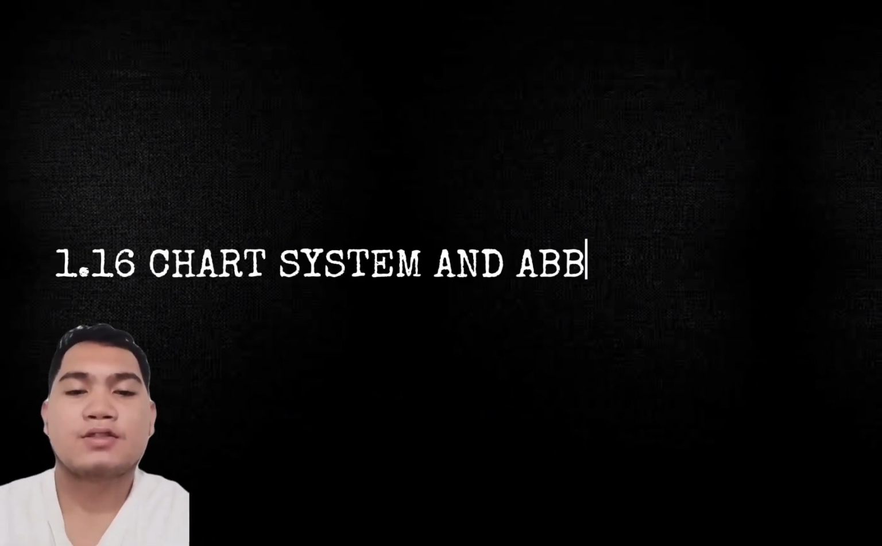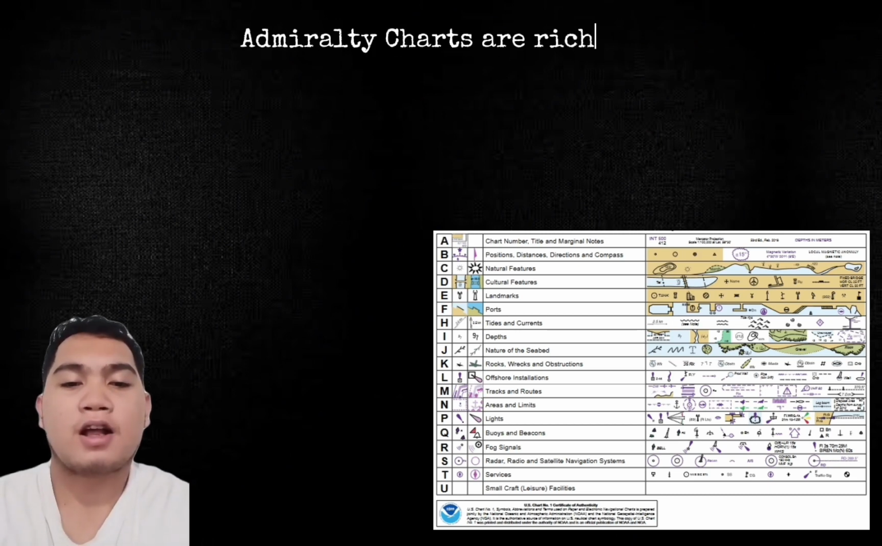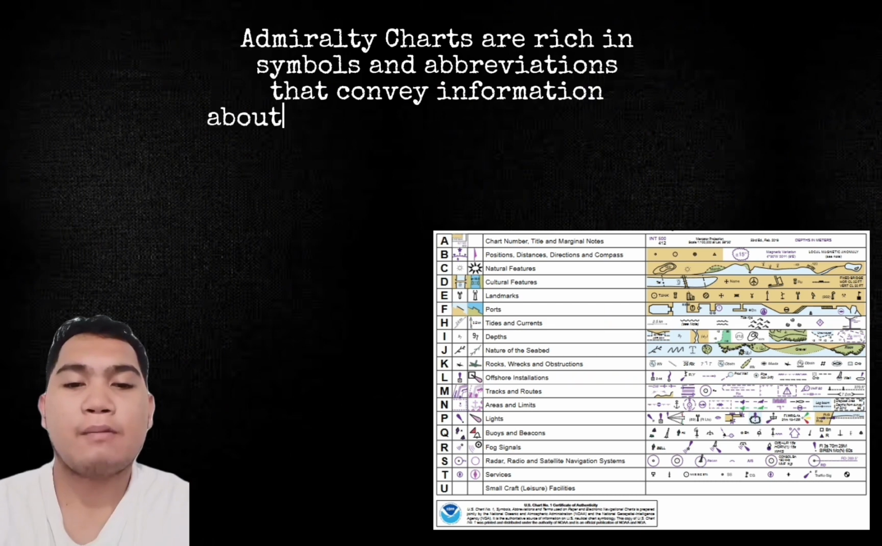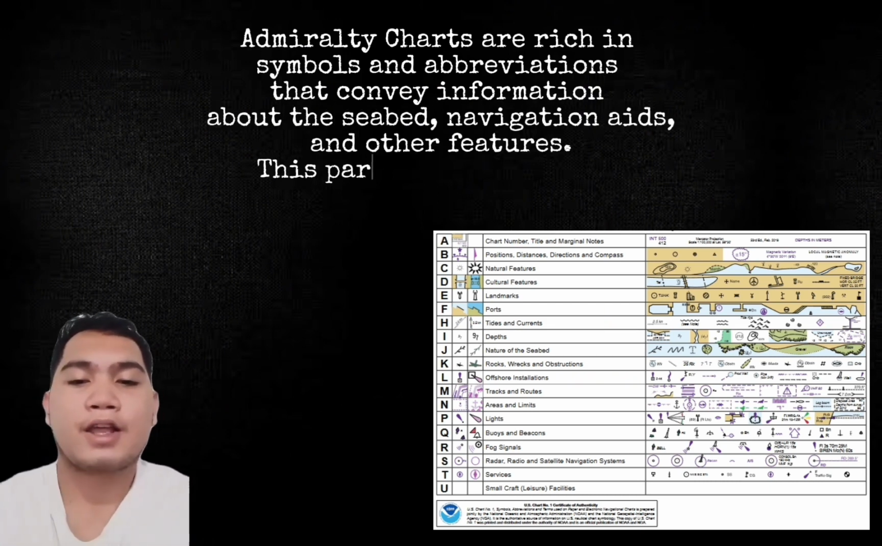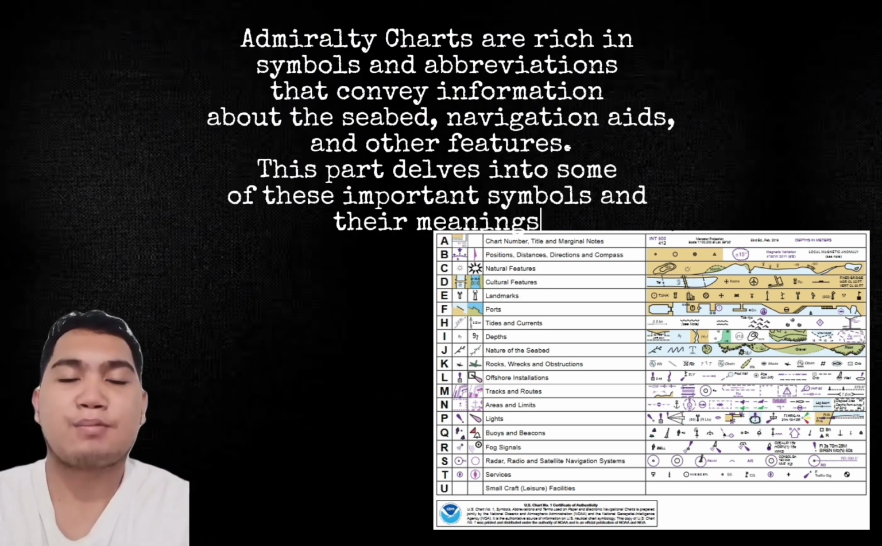1.16 Chart symbols and abbreviations. Admiralty charts are rich in symbols and abbreviations that convey information about the seabed, navigation aids, and other features. This part delves into some of these important symbols and their meanings.